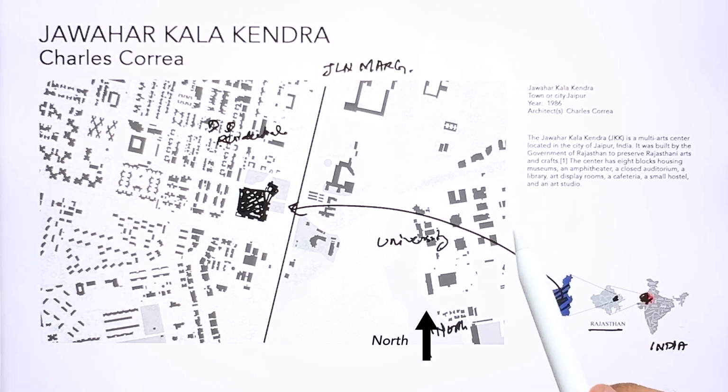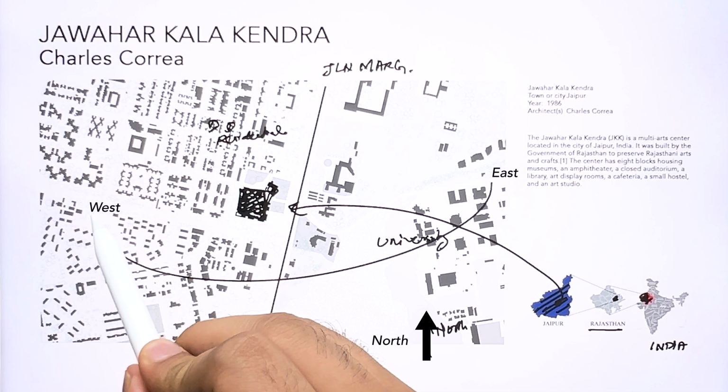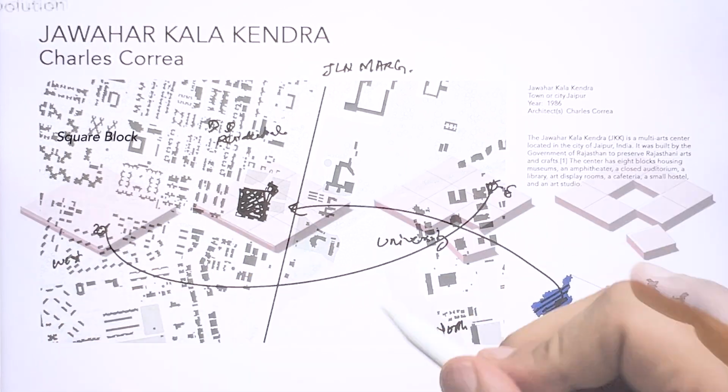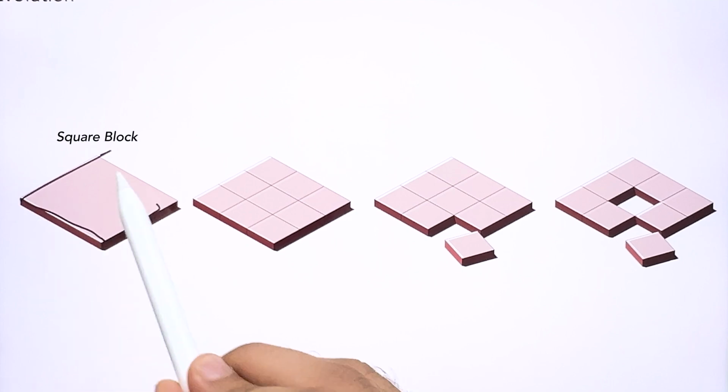North is in the top direction, and this is the sun path diagram which is showing that this is the east and this is the west sun. So let's see what is happening at the conceptual level. The main block is the square block.